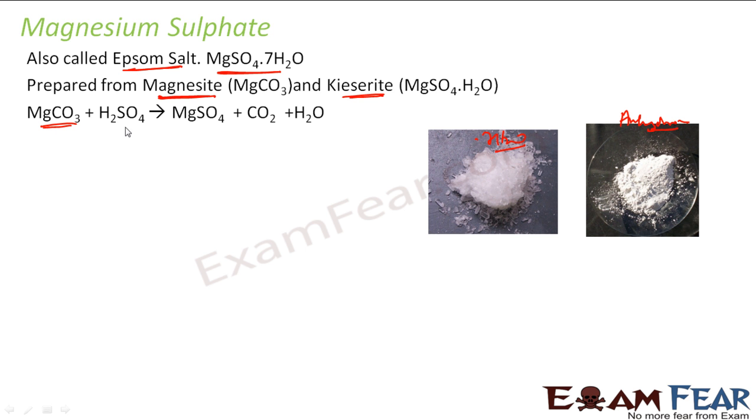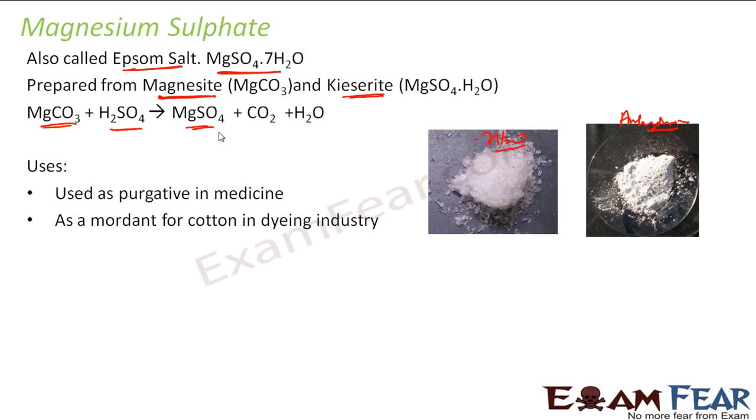The formula is pretty simple. MgCO3. If you have magnesite, you react it with sulfuric acid, you get magnesium sulfate, right? And it is used in medicines.